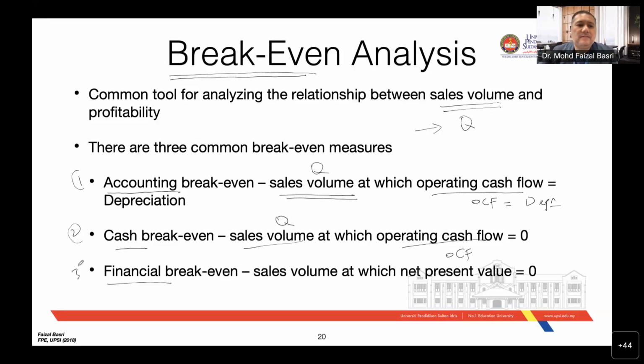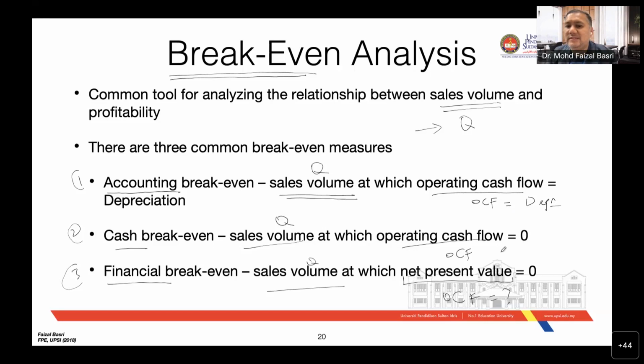And the third one would be financial break even. Similarly, you want to find the volume, the quantity, but this time around, instead of OCF, we're going to use net present value, and this net present value is equal to zero. Kindly notice that for accounting break even and cash break even, we use OCF, but for financial break even, we use net present value equal to zero. So we need to find the OCF based on net present value. For accounting break even the OCF equals the depreciation value, for cash break even the OCF is zero, but for financial break even, you don't know the OCF yet. You need to find the OCF if the net present value is equal to zero.